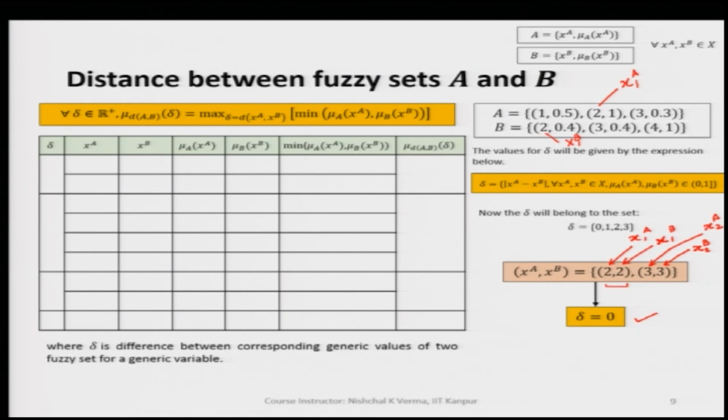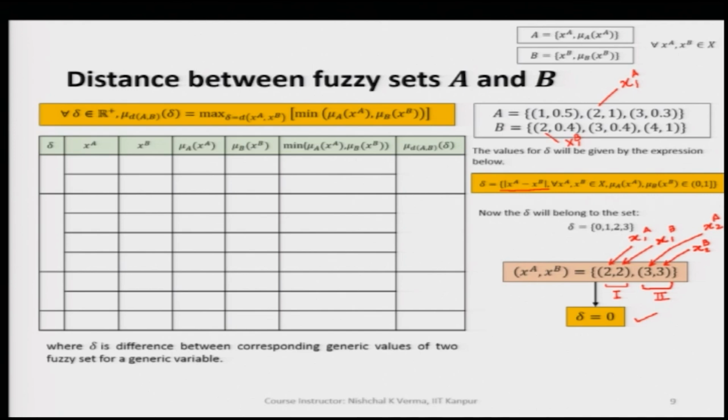So, there are two pairs of the generic variable values: 2, 2 and 3, 3. This is the first pair and this is the second pair. These two pairs are going to give us delta equal to 0, and delta is nothing but the difference mentioned over here, which is mod of x_a minus x_b. So, these two pairs give us delta equal to 0, which is the least value of difference.